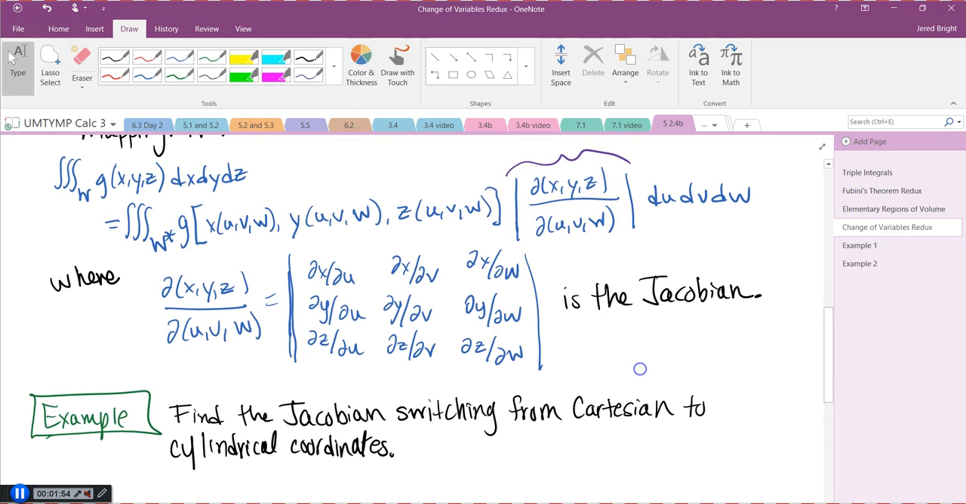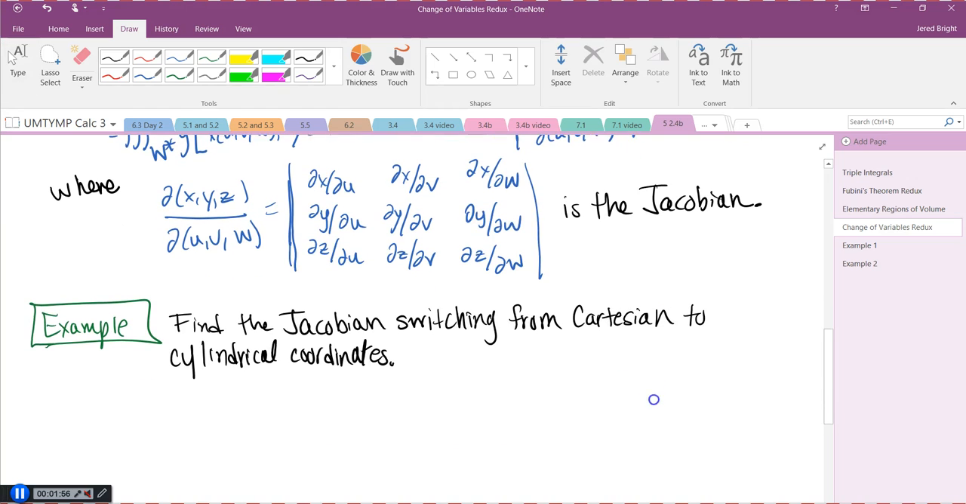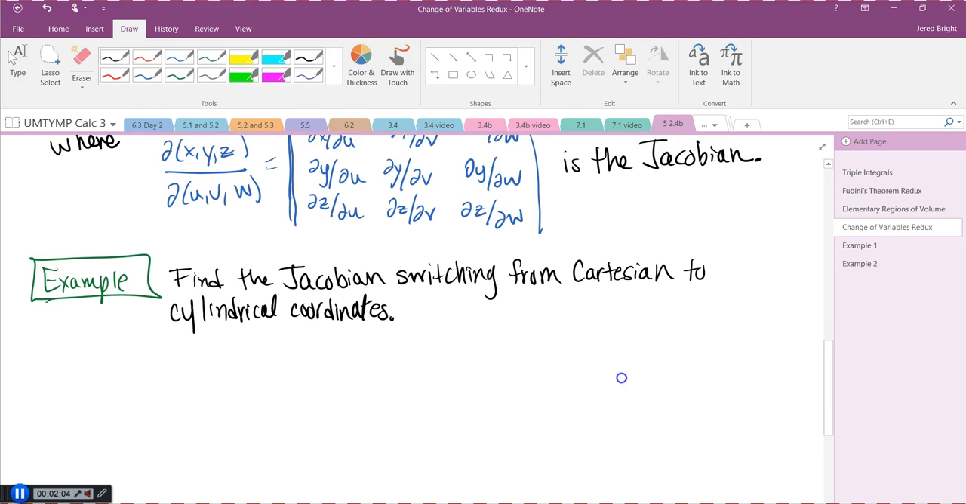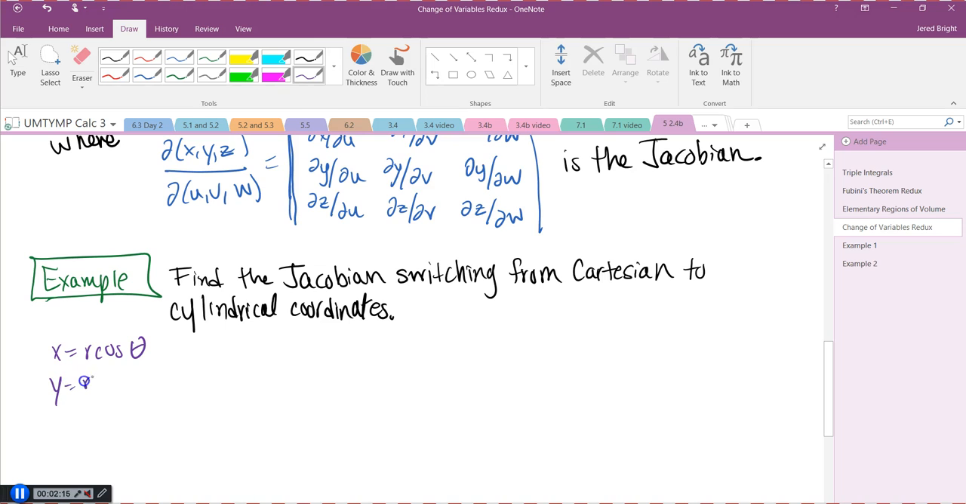All right, so these next two are kind of examples, but they're more like results that are going to be useful for us going forward. So we want to find the Jacobian switching from Cartesian to cylindrical. Well, we might have to remember that, we've used this enough recently, but x is r cosine theta, y is r sine theta, and then z is just z.